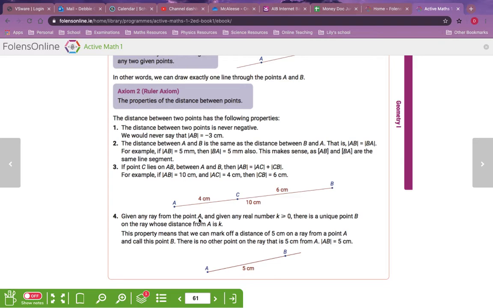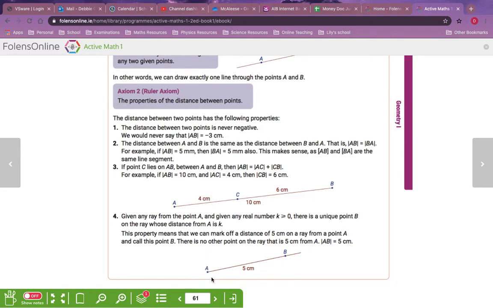Given any ray from point A and given any real number k greater than 0, there is a unique point B on the ray whose distance from A is k. This property means that if we mark off a distance of 5 centimeters on a ray from point A and call this point B, there is no other point.